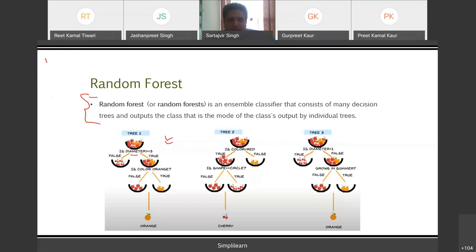For example, there are fruits in a bucket, and in order to segregate these fruits, we have used two parameters: the first is diameter and the second is color. In the second tree, we have used color and shape. In the third tree, we have used diameter and season of growth, whether it is summer or winter. So that is bifurcated according to the different trees.